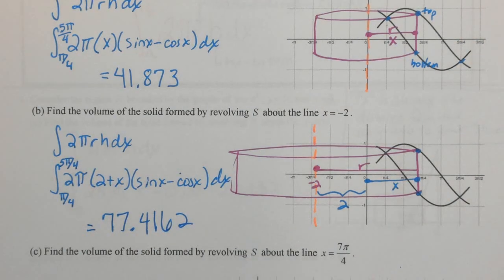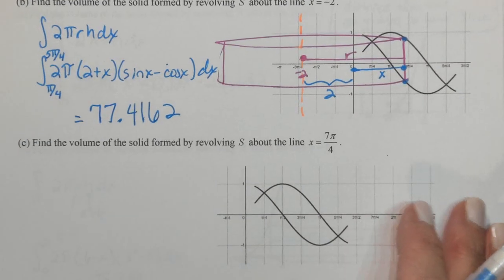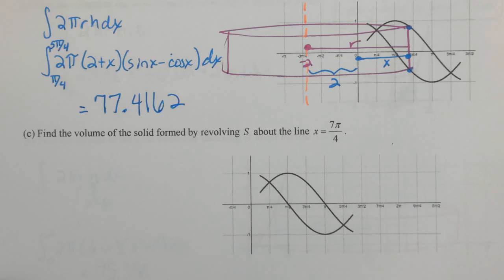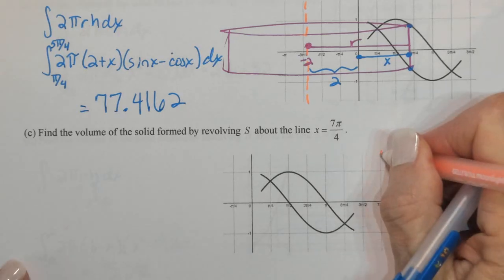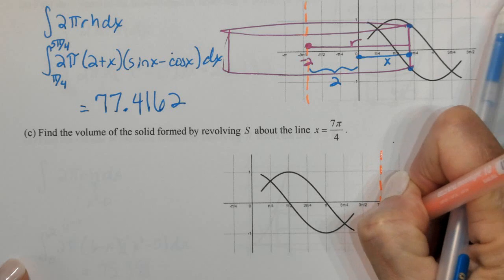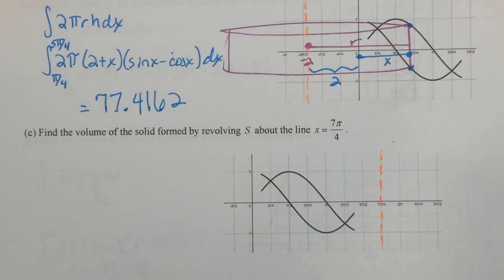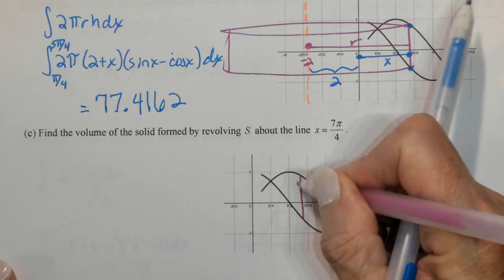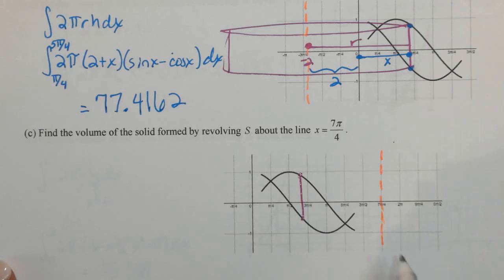Okay, one more. We're going to take that same region. This time we're going to revolve it around x equals 7 pi over 4. Notice that in every example these have been vertical axes of revolution. That's the only time when I would prefer to use this method. Otherwise, I'm going to be using the disc and washer method. So 7 pi over 4 is out here.